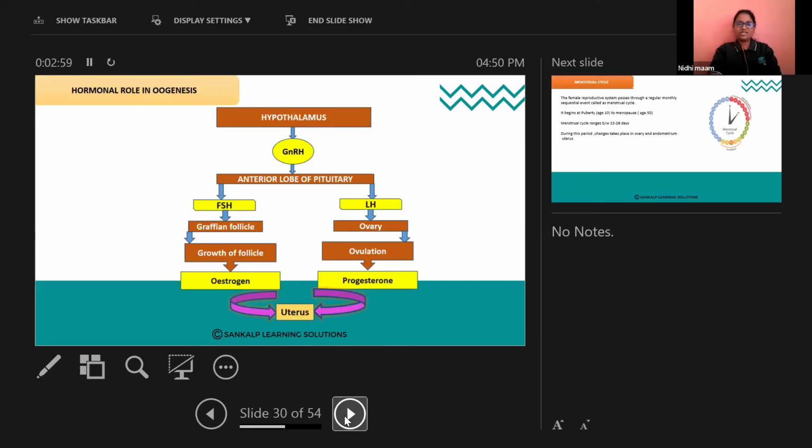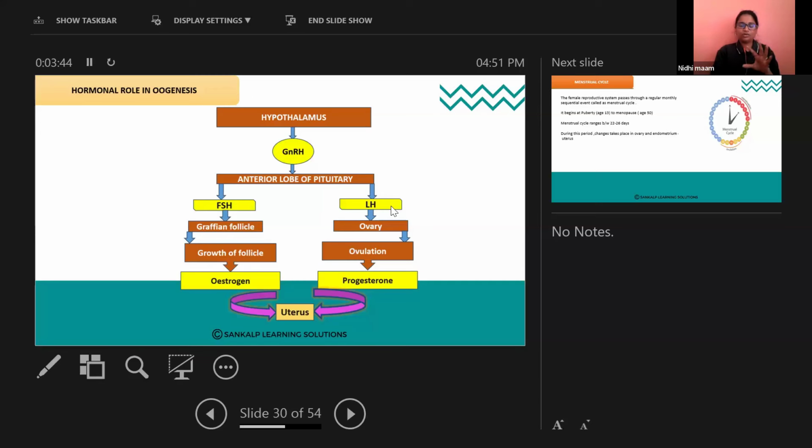Then this oogenesis is also controlled by hormones. Here the hypothalamus, the part of the brain, will release gonadotrophin-releasing hormone, GnRH. This GnRH will stimulate the anterior lobe of the pituitary. The anterior lobe of the pituitary produces two hormones in the female, one FSH and one LH. In spermatogenesis, FSH activates the Leydig cells, but here it will stimulate the Graafian follicles. The Graafian follicle will undergo growth and development and become mature.